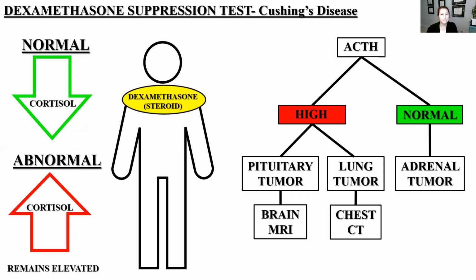Let's say that the ACTH is normal. So it's not something that's coming from higher up. It's something that's actually happening at the adrenal glands that's producing that cortisol at an abnormally high level. So then we're going to think about the adrenal tumor and we're going to get an abdominal CT. So this helps you to separate out: is it cortisol? Is it ACTH? What's regulating this?